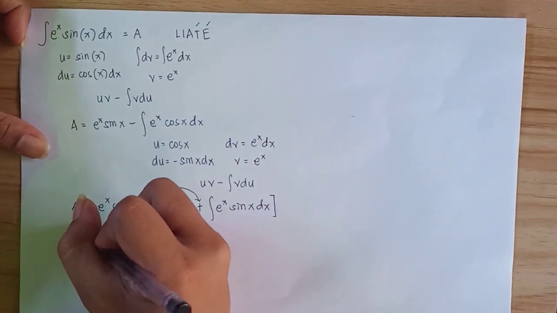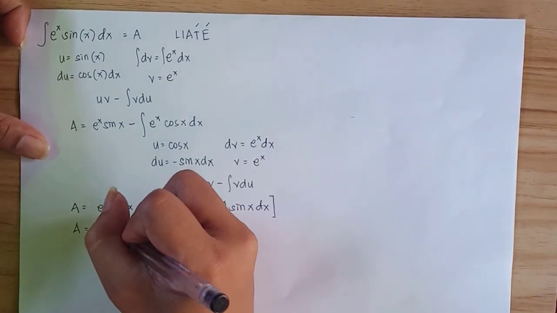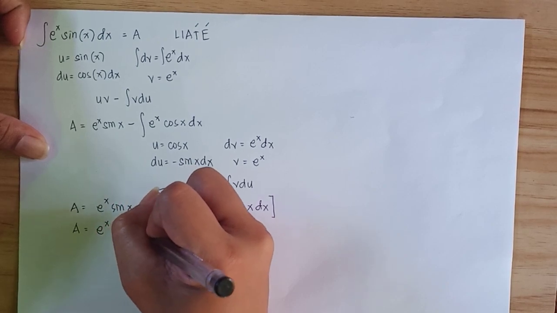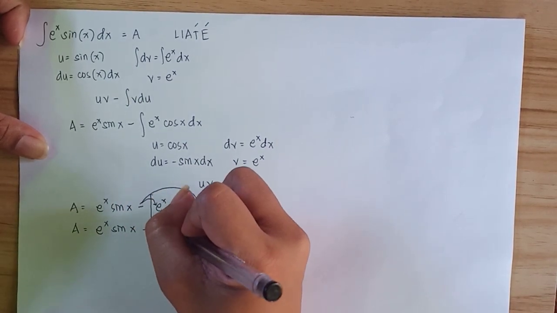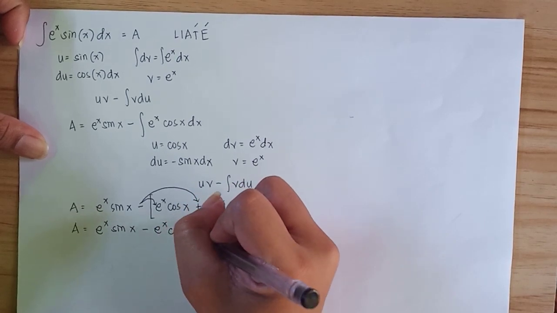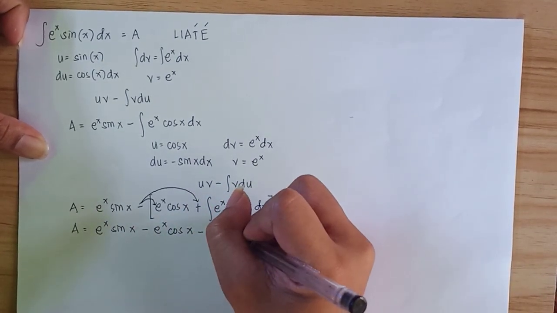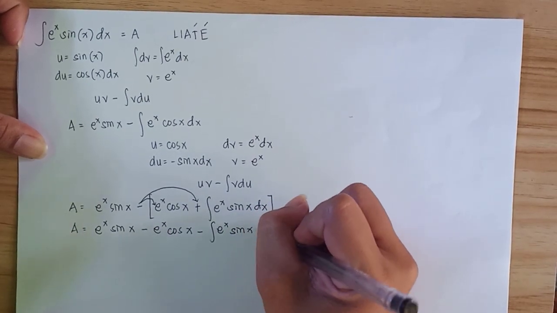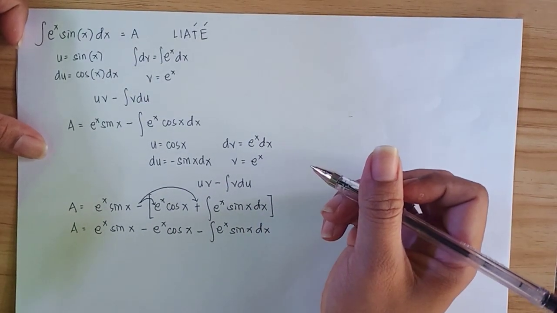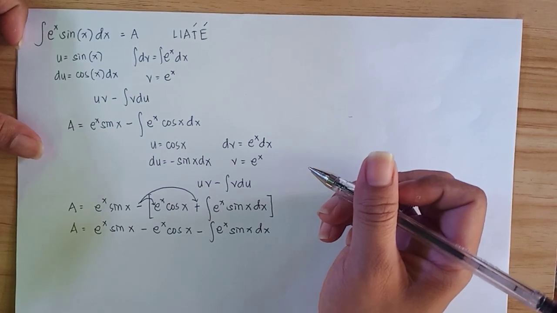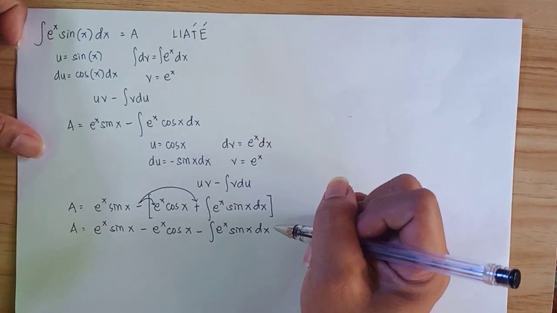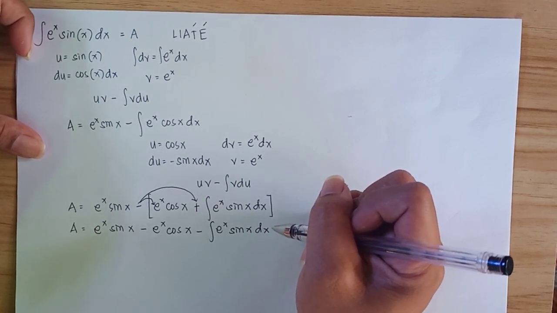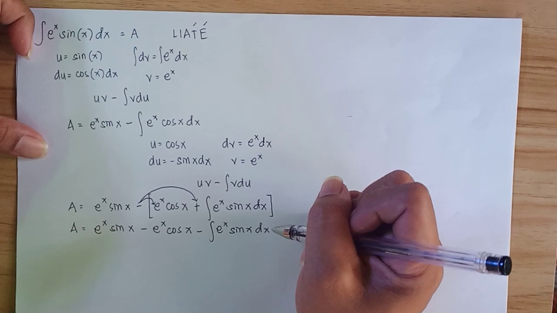you will have a as e raised to x sine of x minus e raised to x cosine of x minus the integral of e raised to x sine of x dx. Now if you will notice, you will have a repeating integral, meaning to say the by parts will just repeat but it will not end.